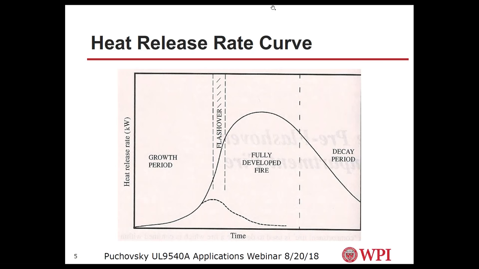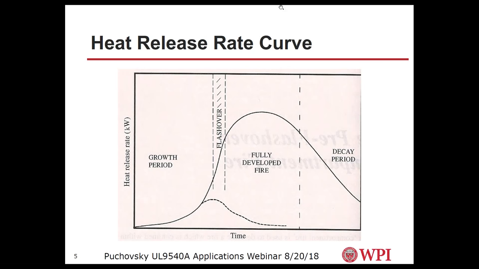And at some point, depending upon the fuel, you will reach a period of decay. Now, this is an idealized curve. It doesn't actually look this smooth, and there can be a number of variations along that particular curve. But it gives you a representation of what we're trying to capture in terms of heat release rate as a function of time.